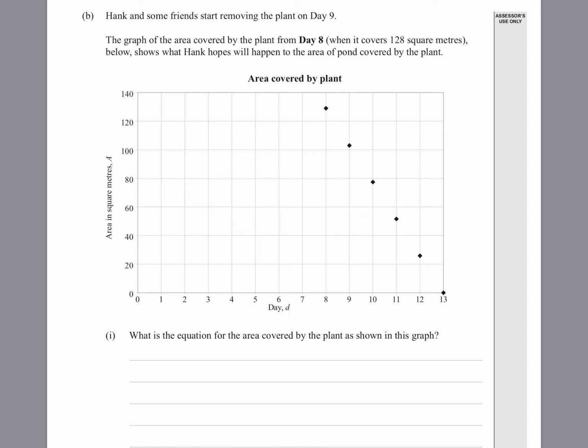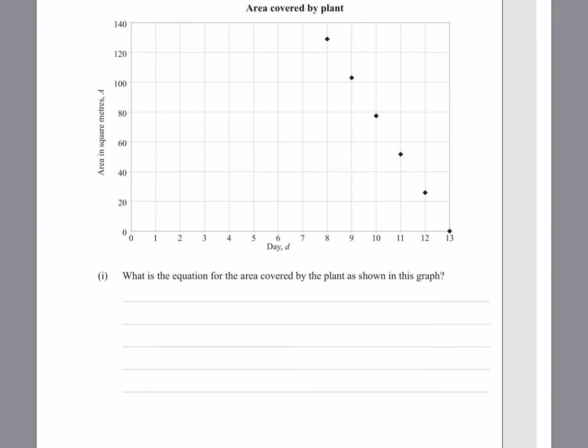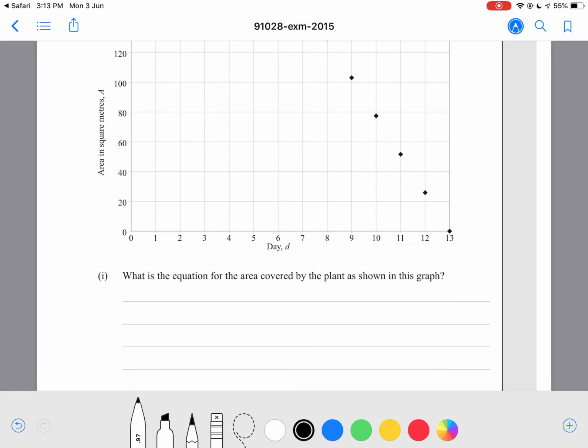Hank and some friends start removing the plant on day 9. The graph of the area covered by the plant from day 8, when it covers 128 square meters, shows what Hank hopes will happen to the area of the pond covered by the plant. What is the equation of the area covered by the plant as shown in the graph? As you can see, this graph here is a linear graph. You know that the equation for a linear graph is y equals mx plus c. C is the y-intercept, and m is the gradient, so how much is decreasing or increasing per day, basically.